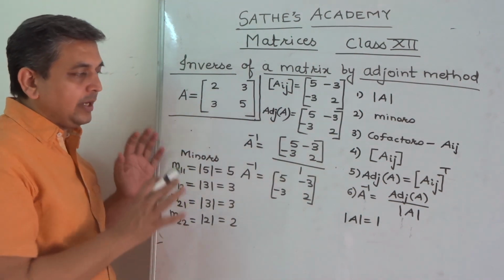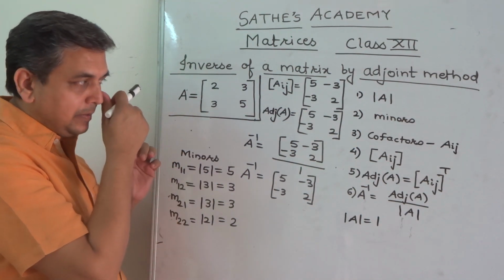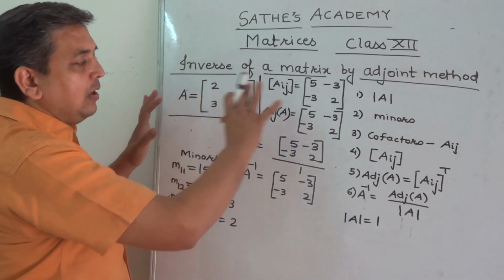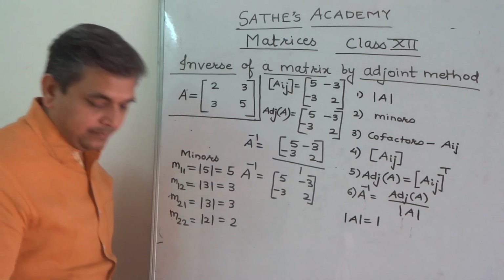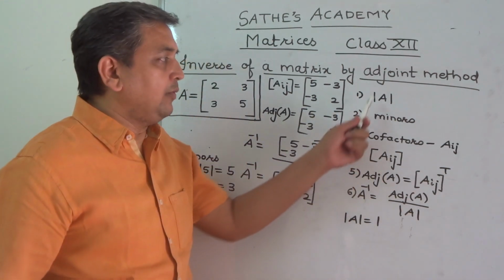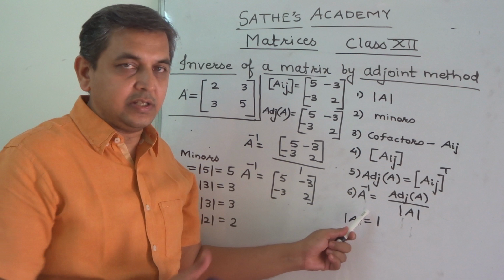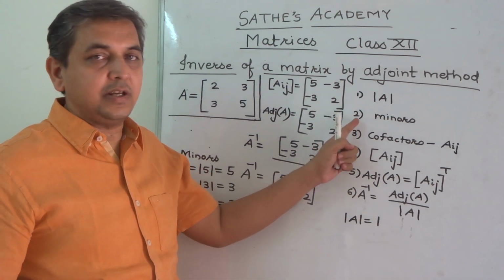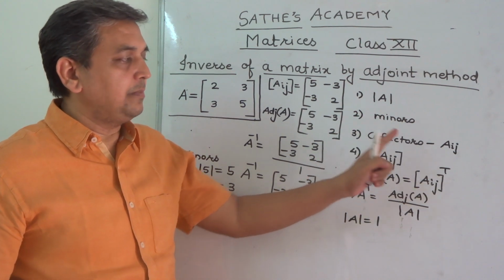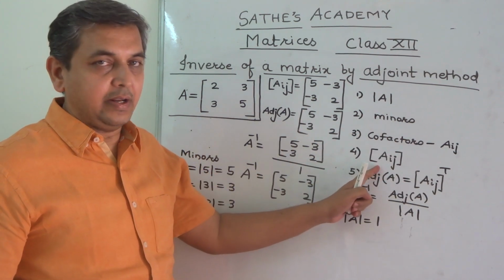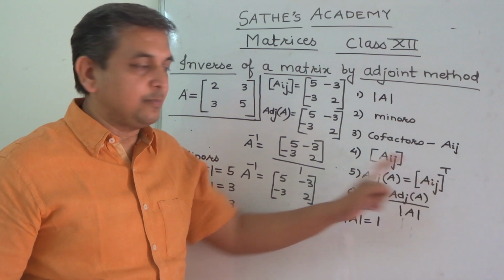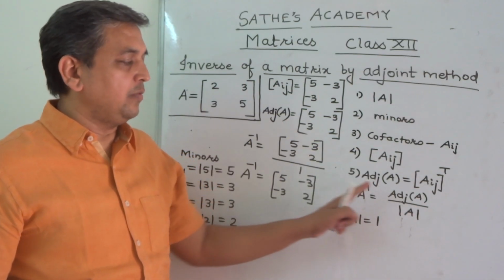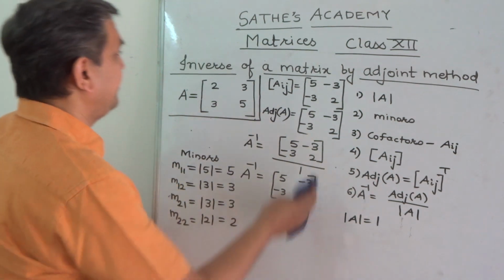Now I am going to take a 3 cross 3 problem, a matrix of order 3 cross 3, and we will solve all these steps again. We have to learn these 6 steps. So let us revise. First step, determinant of A. Second step, minors. Third step, cofactors, matrix of cofactors, transpose, and then the formula adjoint of A upon determinant of A gives A inverse.